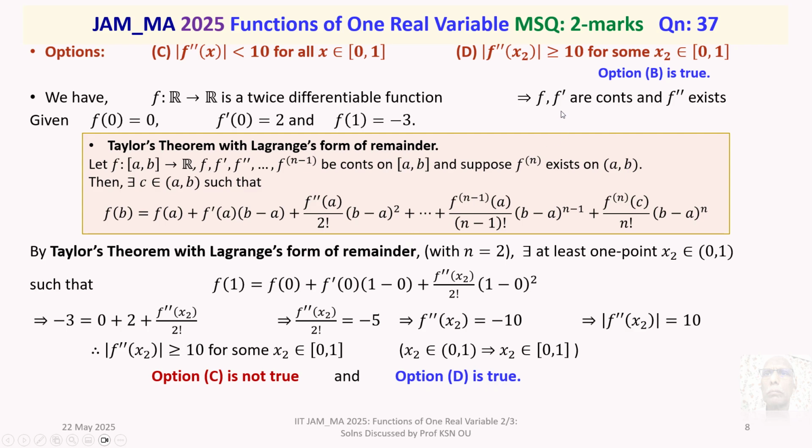Why? Because it is greater than or equal to 10, and we got exactly 10. So it is greater than or equal to 10 for some x2 belonging to 0 to 1 is true. Option D is also true. The answer to this question is options B and D. We have already seen option B is true. And it's a good example. Right. We continue in the next slide for the next question.